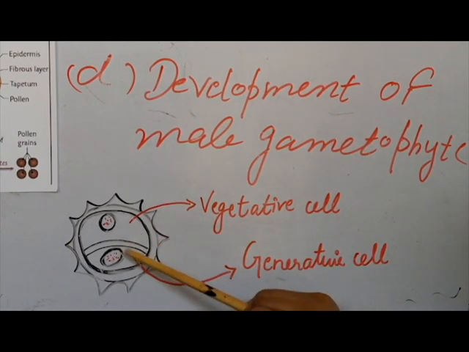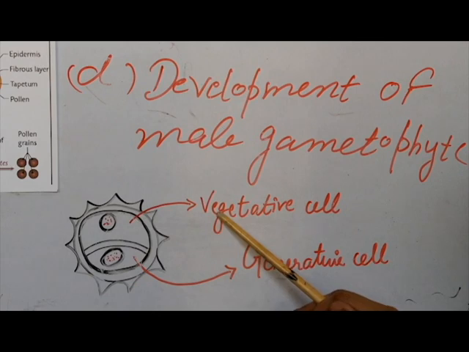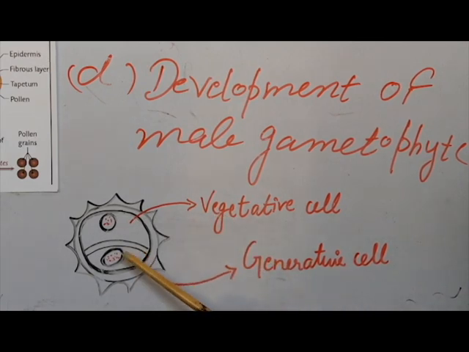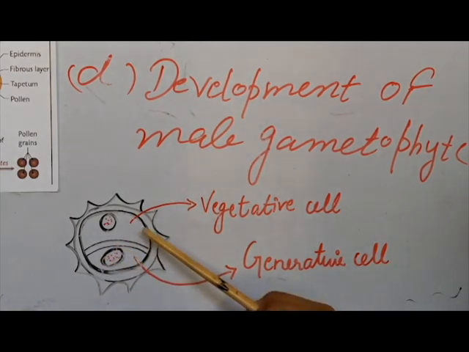In this, the male gametophyte is very clear in the pollen grain. Larger is the vegetative cell and smaller is the generative cell. Later on, the generative cell will split to form two male gametes. This is called the male gametophyte. Okay, and later on it will germinate to form the pollen tube.